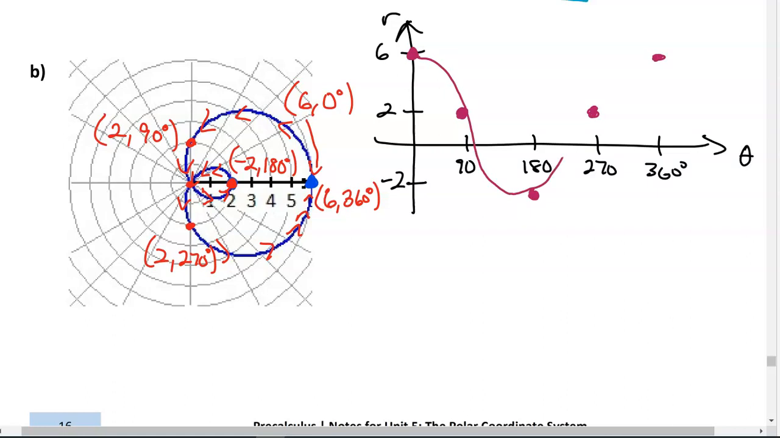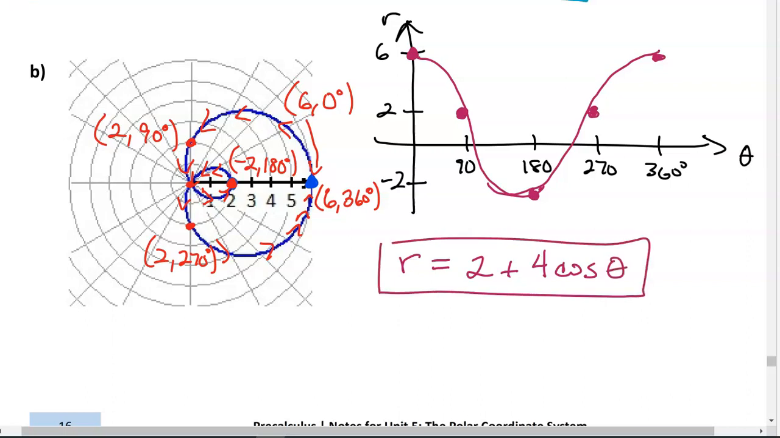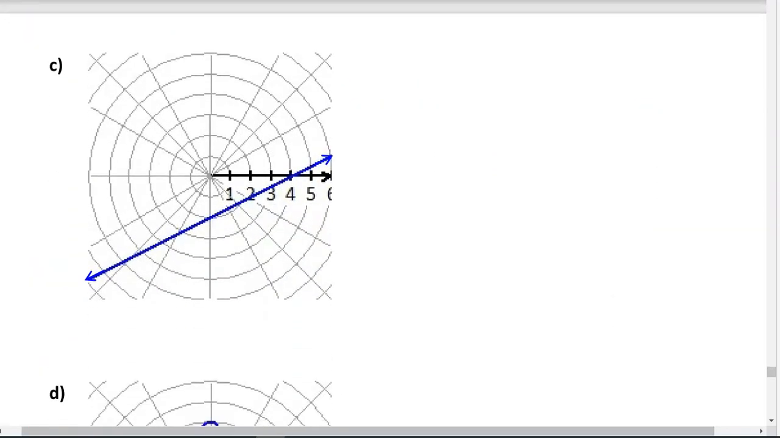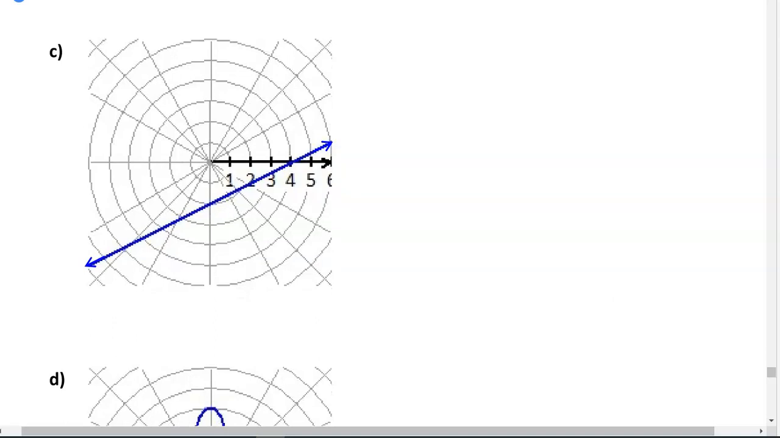If we connect this graph, sorry for my lousy sketch there, you can clearly see that this is a cosine, and it's a right side up cosine. It's been shifted up 2, so I'm going to start with 2 plus, and the amplitude of this cosine is 4. So R is equal to 2 plus 4 times the cosine of theta. You can put the plus 2 after the cosine of theta if you wish as well. Either order is fine.